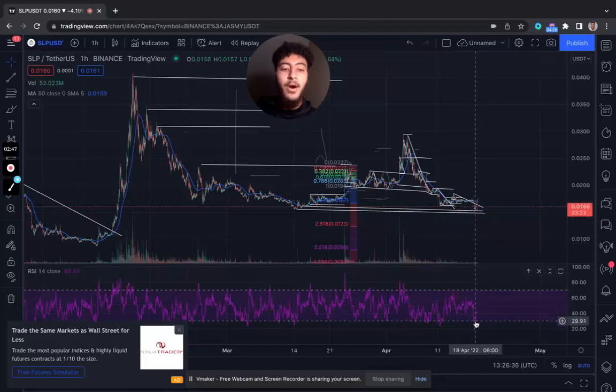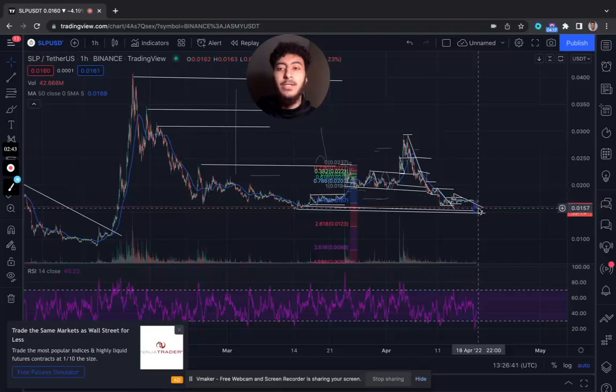Just keep in mind that we were oversold as well, and that's why we saw this big rally. But just because it's oversold and it went up doesn't mean it will continue. So please be cautious of that, since we are still under the 50 MA. So just a quick update on SLP.